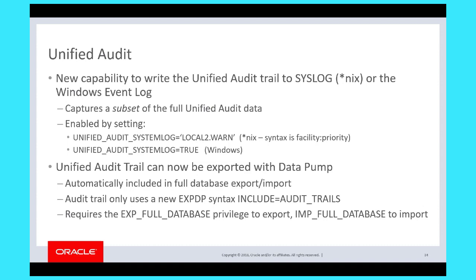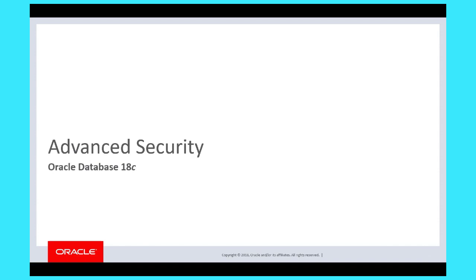And as a result, instead of getting the full audit trail, what you get is a subset of the audit trail. Okay. Next thing we've done is Unified Audit trail can be exported with Data Pump. Prior to 18C and 12C, if you did a full database export, that did not include the Unified Audit trail. As of 18C, we automatically include the Unified Audit trail in a full database export and import. We also allow you to explicitly include the audit trail with the new include audit trail syntax inside of Data Pump.